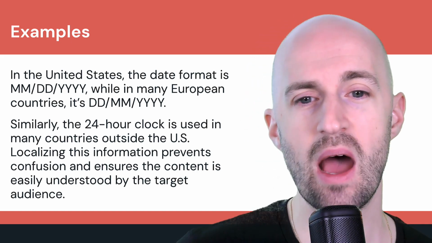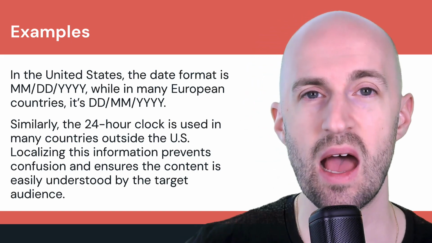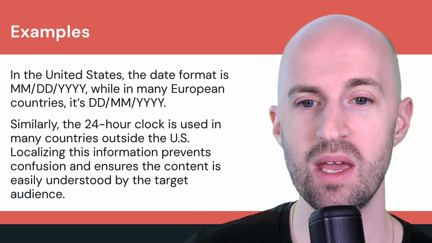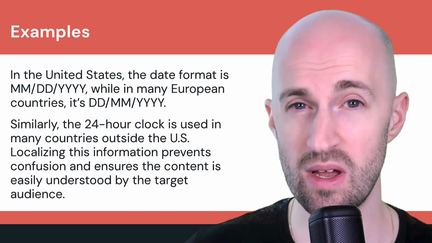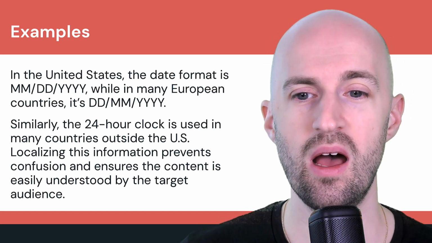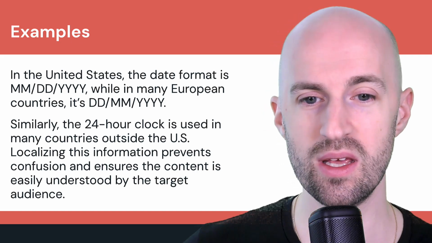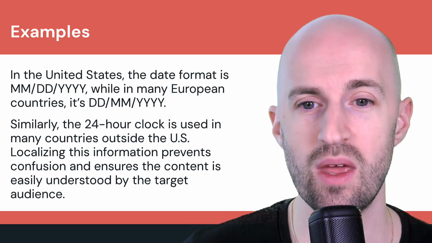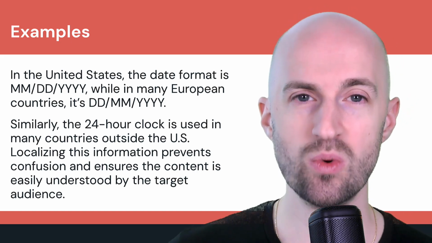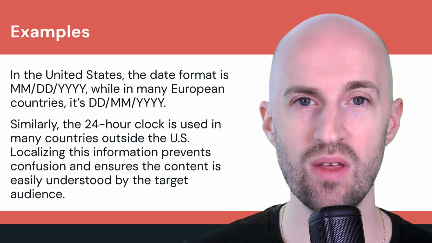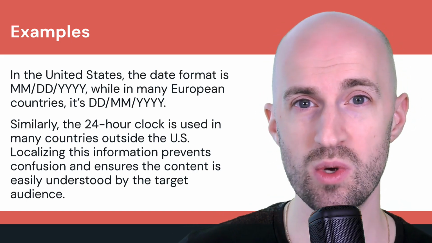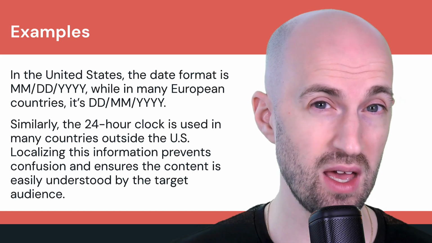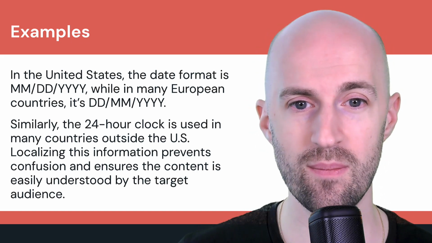Similarly, the 24-hour clock is used in many countries outside of the US, and making sure that this information is localized prevents any confusion around the time as well, and is understood by the audience. For example, if there was a date that was 0708 2024, was it the 7th of August or was it 8th of July, right? Depending on the audience.